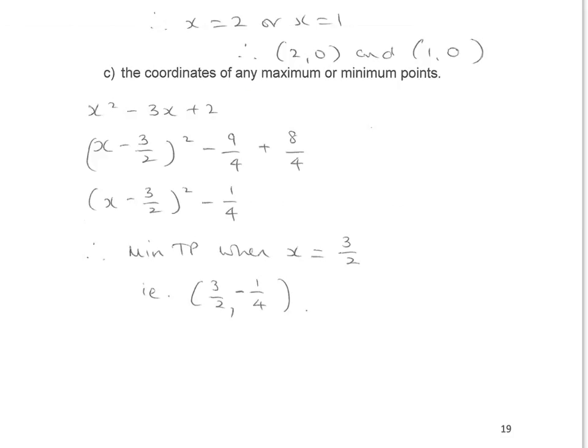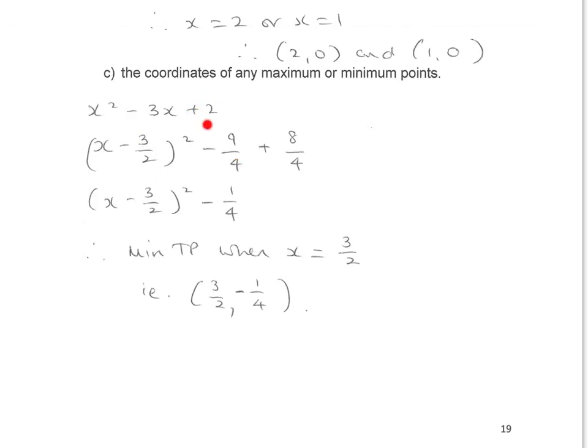The next thing we need to find out is, does it have any maximum or minimum points? And to do this, if you remember back, we're going to complete the square. So x squared minus 3x plus 2, let's complete the square on that. Taking half of the 3, we have x minus 3 over 2 all squared, and then subtracting the minus 3 over 2 squared, giving us 9 over 4, and then adding on this 2.